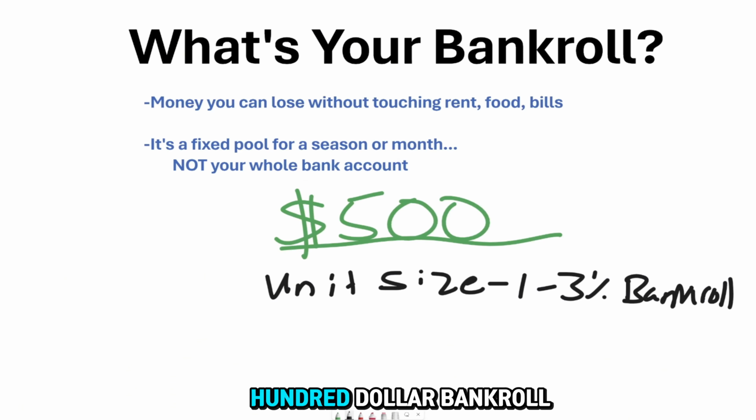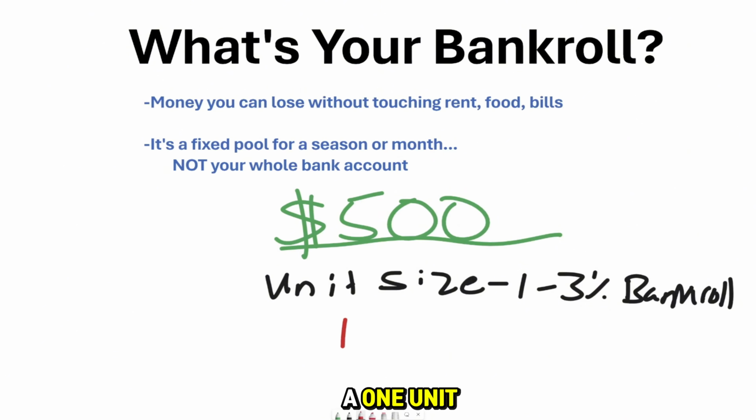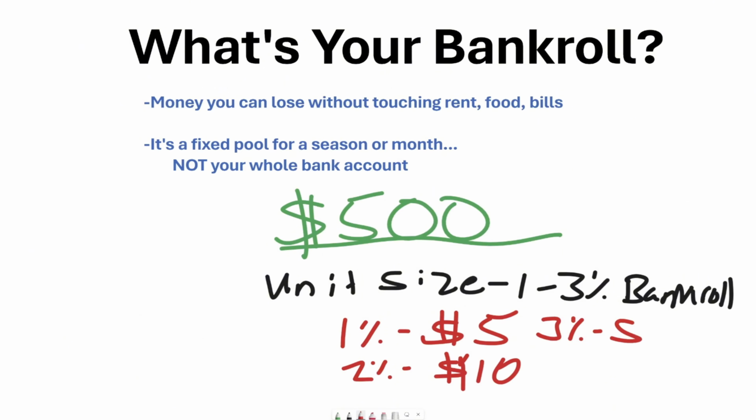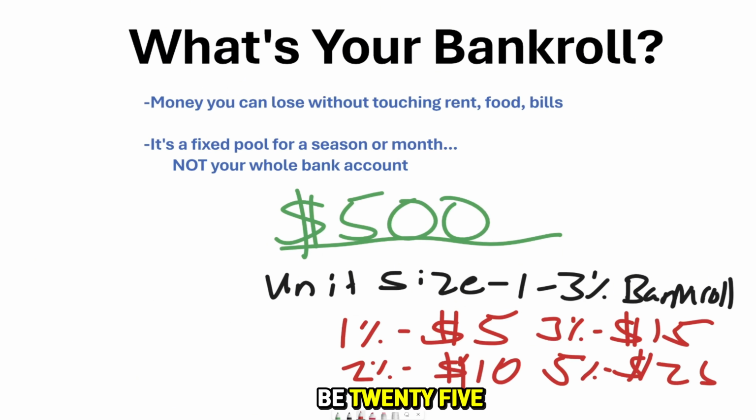So if you had a $500 bankroll, a unit size at 1% would be $5. If you want to do 2%, it'd be $10. 3% would be $15. If you want to be riskier and go 5%, it would be $25.